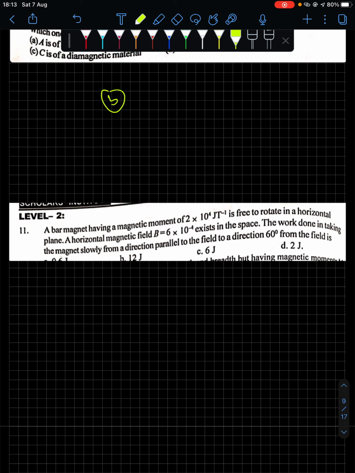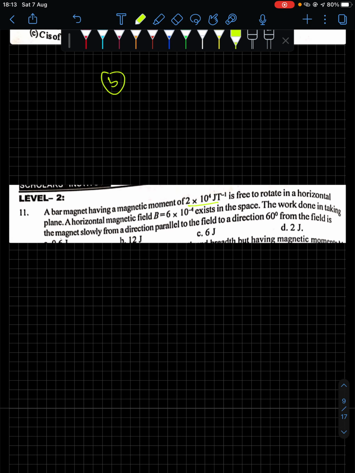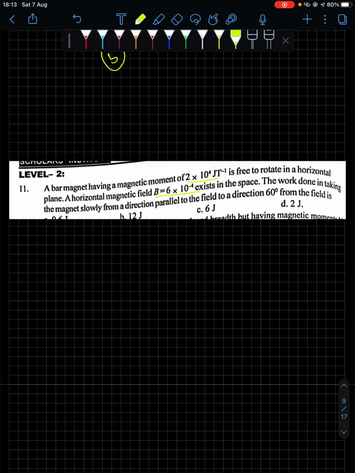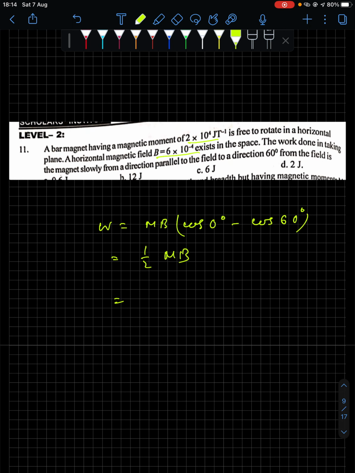Question number 11 next. Bar magnet having a magnetic moment value given. Now it is free to rotate in a horizontal plane. A horizontal magnetic field exists in that space. The work done in taking the magnet slowly from a direction parallel to the field to a direction 60 degree will be what? So W is MB cos parallel. When you say parallel, it is 0 degree, minus cos 60, right? 60 degree. So this is half of MB.